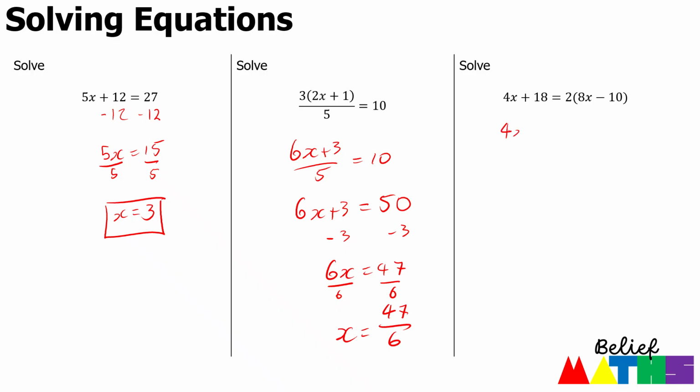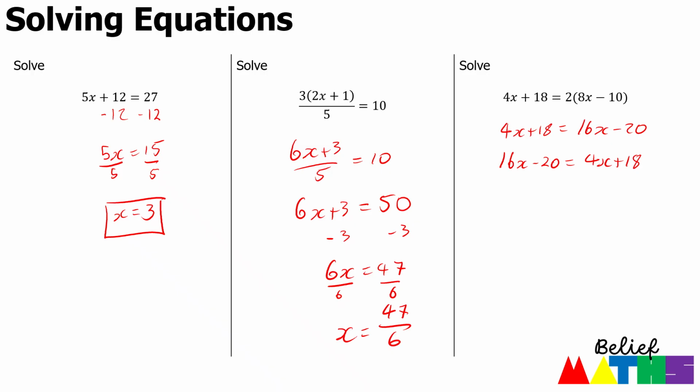So let's start by getting rid of the brackets. If we expand the brackets, you get 16x minus 20. Now I prefer my bigger x to be on the left hand side, so I'm just going to flip this around and make it 16x minus 20 is equal to 4x plus 18. The signs don't change because I've just flipped the whole thing around. Now I'm going to solve it.